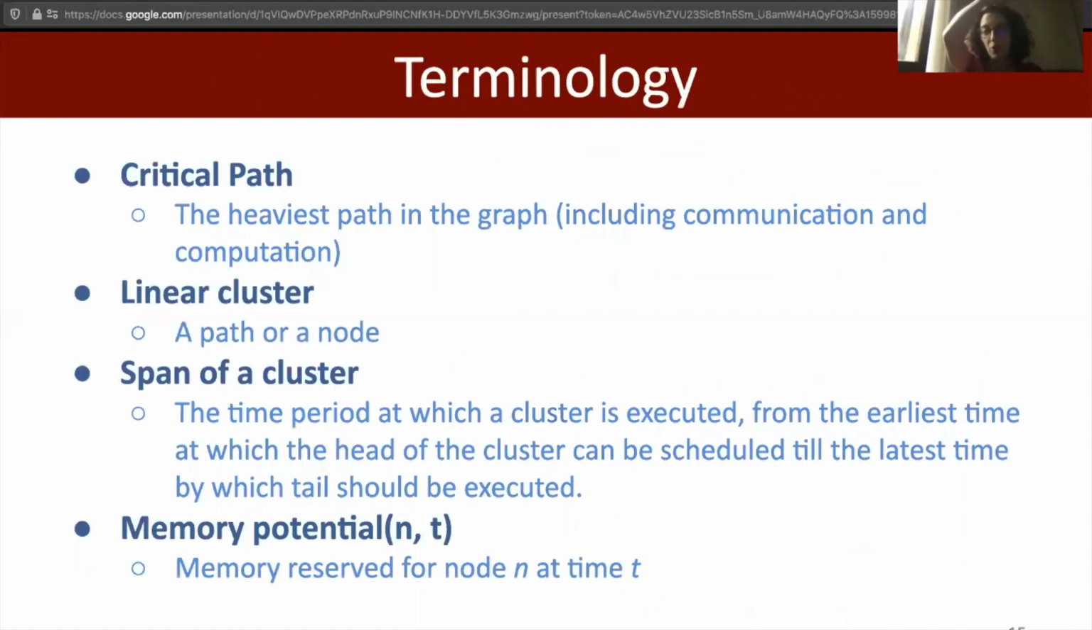Some terminology that I need to explain for our partitioning is critical paths. You probably know it as the heaviest path in the graph.